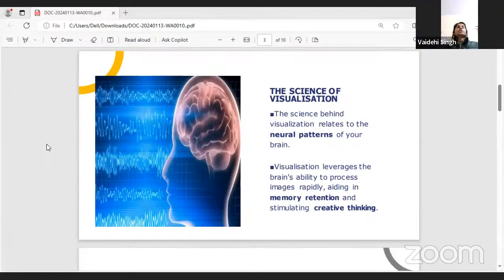So we will be moving with the science. What is the science of visualization? Because we are in a world where human beings relate more to things that are scientifically proven, or we want things that are scientifically done. So here are some researches that have been done, or there was a case study. I will be sharing two case studies for more relevant points.